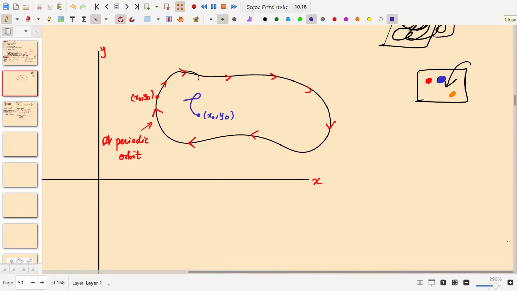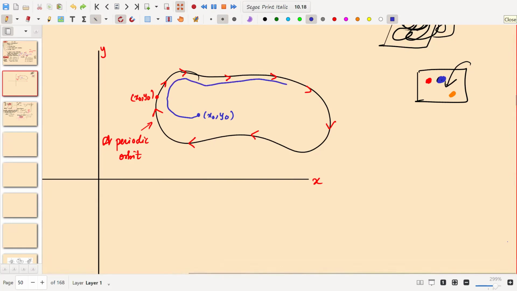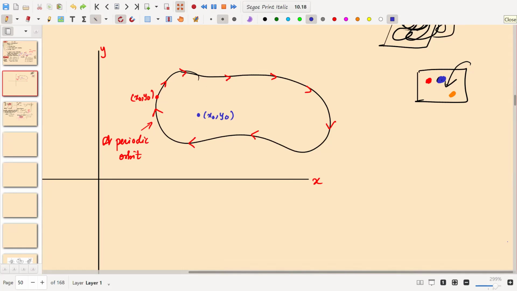Can it intersect? It cannot intersect, right? So this thing cannot happen. This thing cannot happen. Can it go like this? Yes, till now it is good. But can it go like this? It cannot go like this. Why? Because at this point of intersection, you will have two possible futures, which is not possible, right? So therefore that cannot happen.